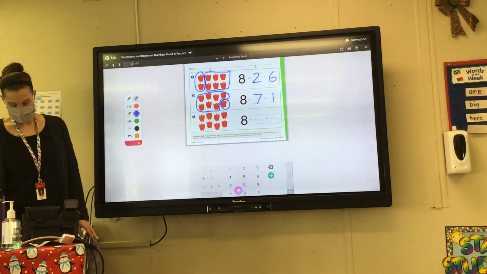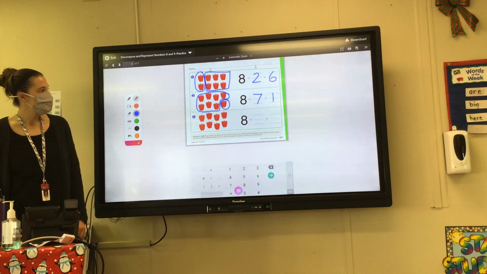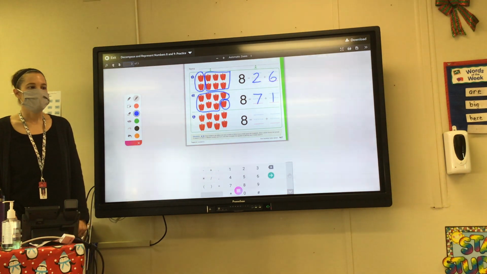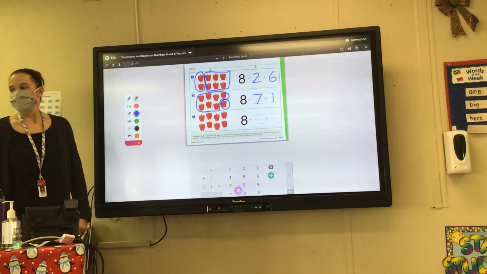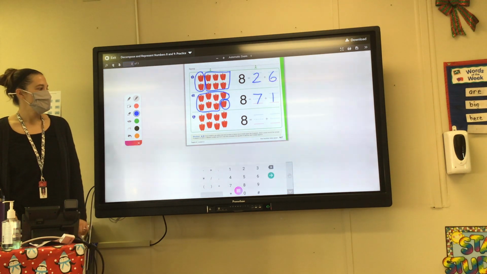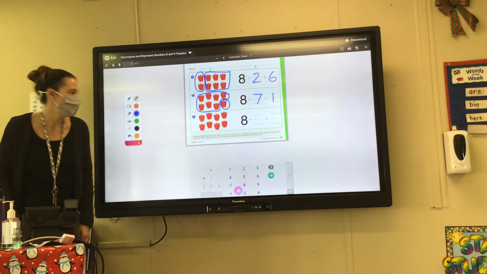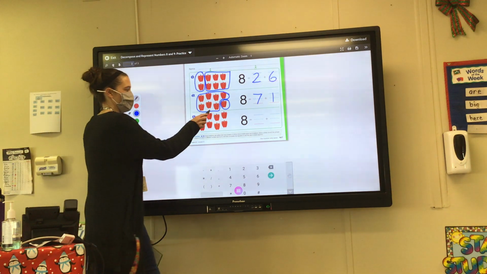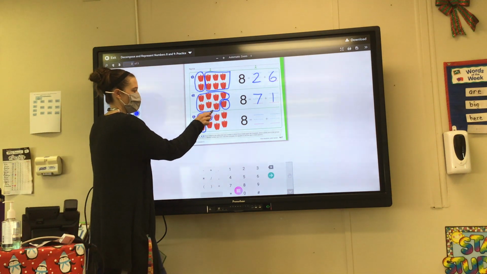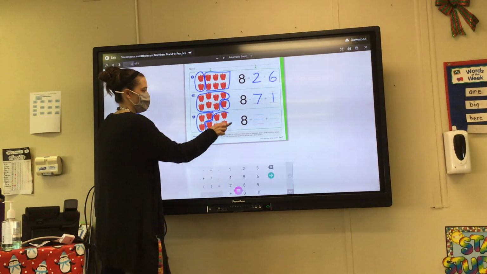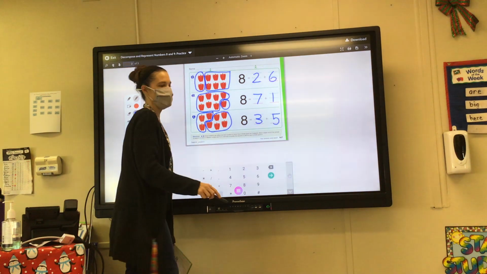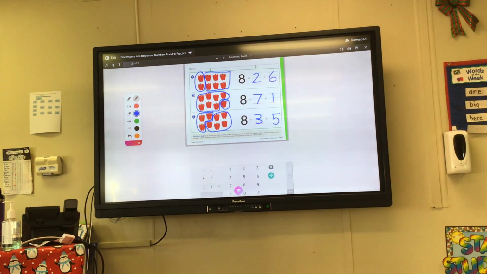Wonderful job. PJ, what's another way to break apart 8? Take apart 8. 3 and 5. So circle 3 peppers and 5 peppers. So 8 equals 3 plus 5. I know you love peppers. We'll walk around and see how we're doing. Don't forget to write your equations next to it after you circle.